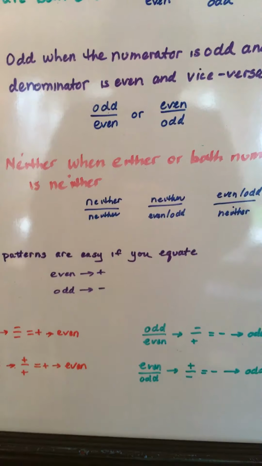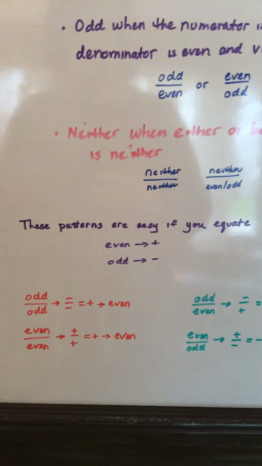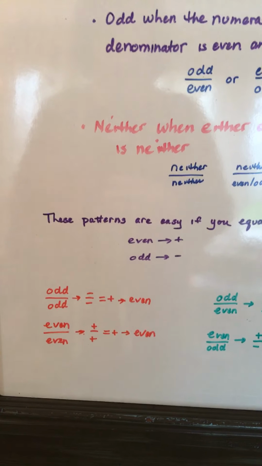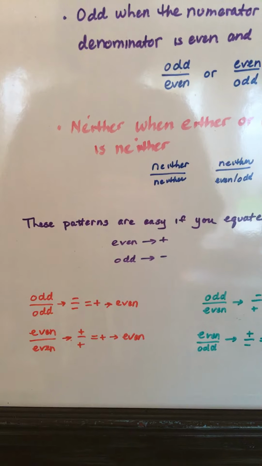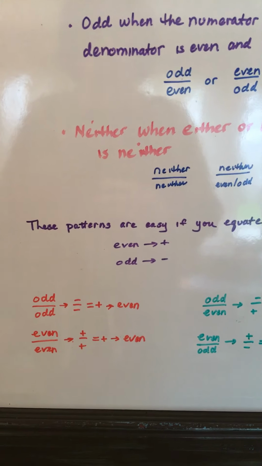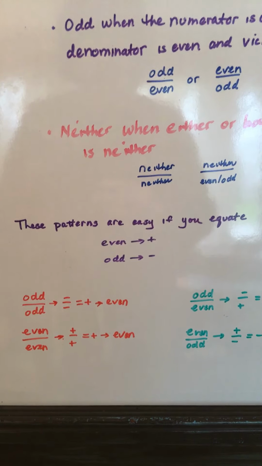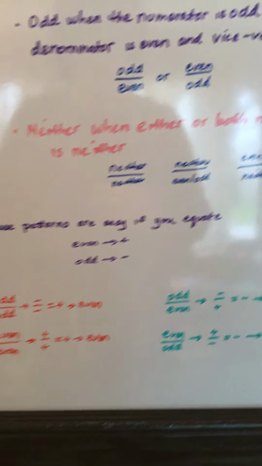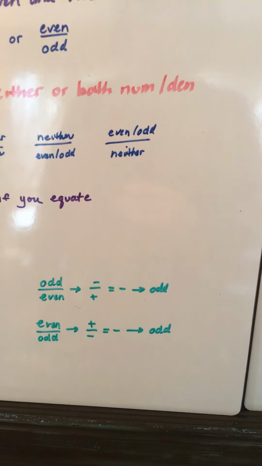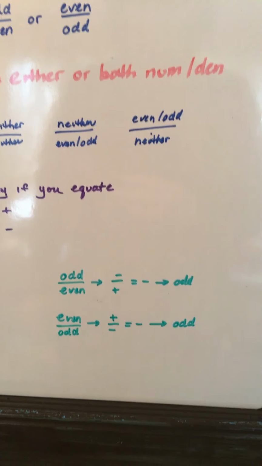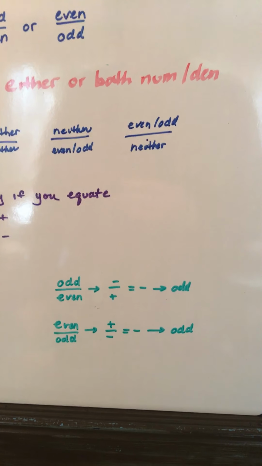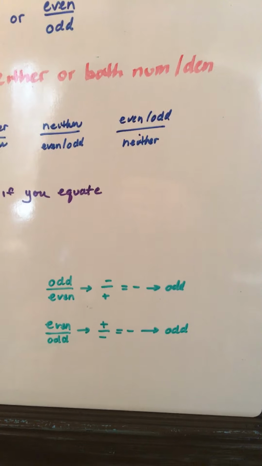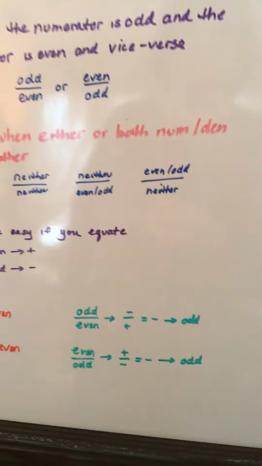Now, an easy way to think about this in your brain is obviously think of even as positive and odd as negative. So odd over odd would be negative over negative is positive, and even over even is positive over positive. And when you end up with a positive quotient or product, we call it even, but we won't get into products for a day or two. Odd over even would be negative over positive. That is negative, so you're odd. Even over odd would be positive over negative. Notice you get the negative sign, so you're odd.